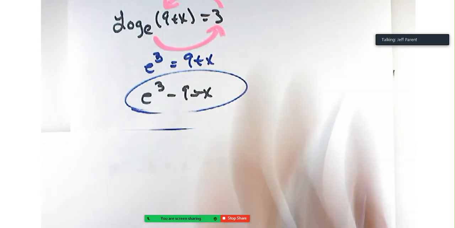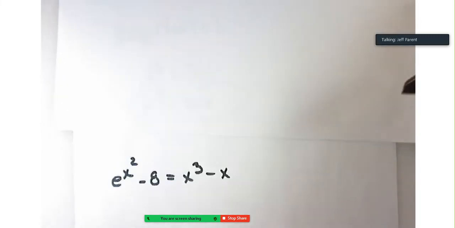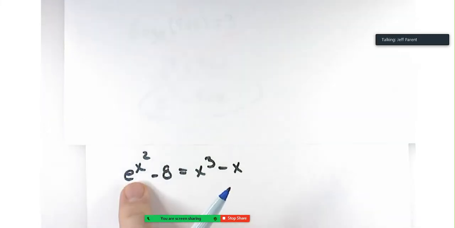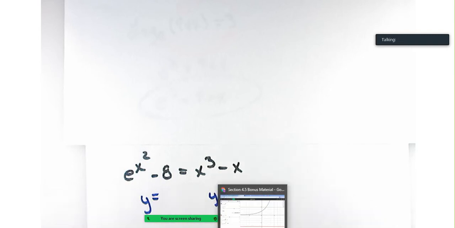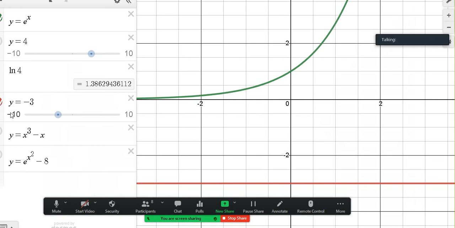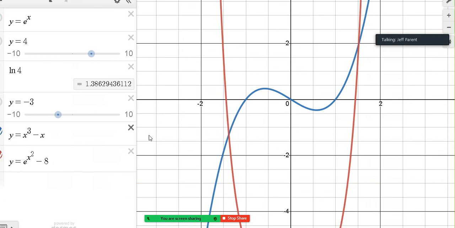Now, one where they are going to ask for an approximate answer is this last one. E to the x squared minus 8 equals x cubed minus x. So again, what we'll do is we'll do this by graphing. I'll let y equal the left-hand side and y equal the right-hand side, and graph both of those. So let's shut these off. And what am I looking for? Well, I'm looking for the points of intersection.